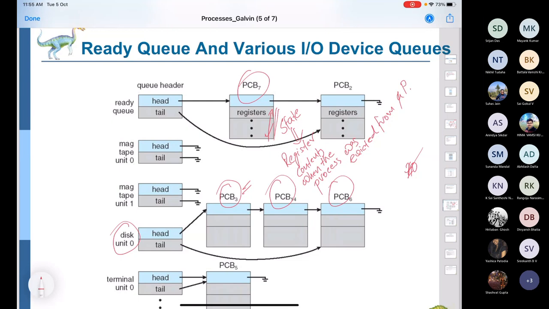There are several other things also: process IDs, the list of open files, what other resources the process is holding, all these things. If you want details of the PCB data, this is just a C struct. You can either search for the Linux process control block structure, or you can also have a look at the Galvin textbook. I think the Galvin textbook also gives a description of the C structure corresponding to the PCB. Fine.